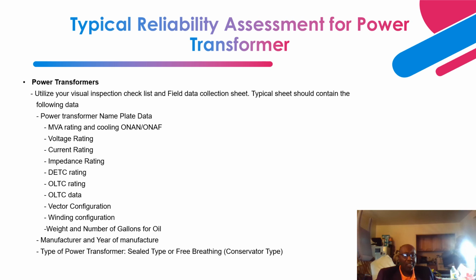Okay, so on this slide, remember I made mention that to perform a reliability assessment, one of the documents, and that should be an internal document that you should have, is a visual inspection and field data collection sheet. That is very important because that is the check sheet that you utilize in the field on the day that you are with your team performing the reliability assessment.